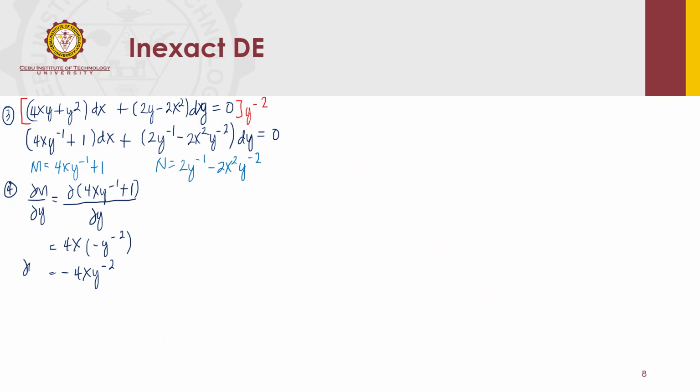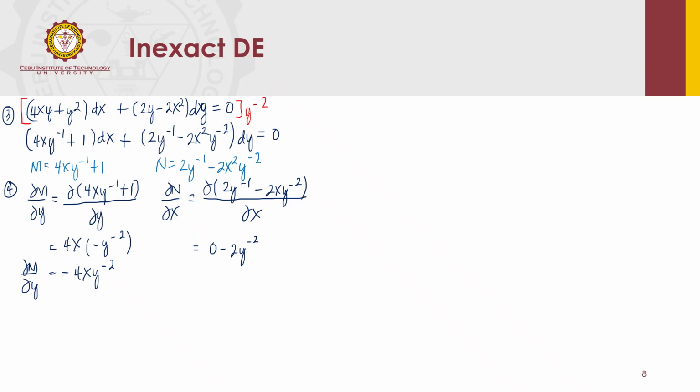And for the N, we partially differentiate this with respect to x. The y is the constant. It's 0 for the first term, and then that's minus 2y to the negative 2, times 1.